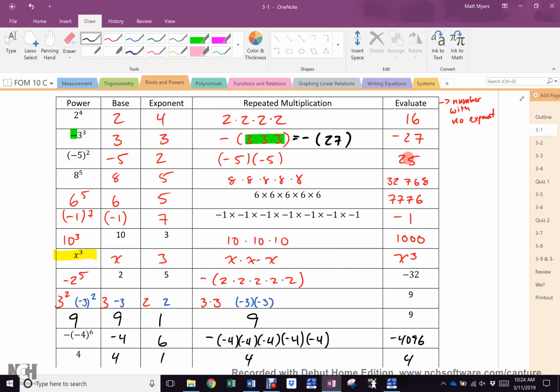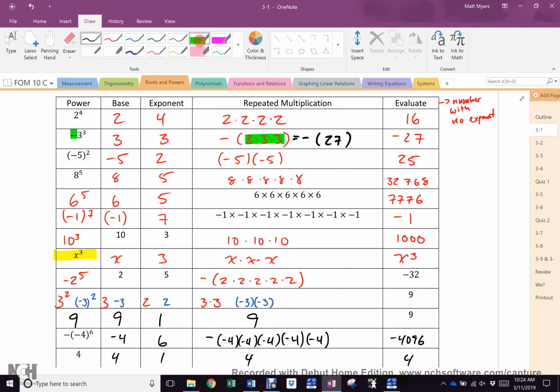Okay. Why couldn't you just put -3 times -3? Because the negative isn't part of the base there. It will give you the same answer, but they are different calculations. Okay. Okay.